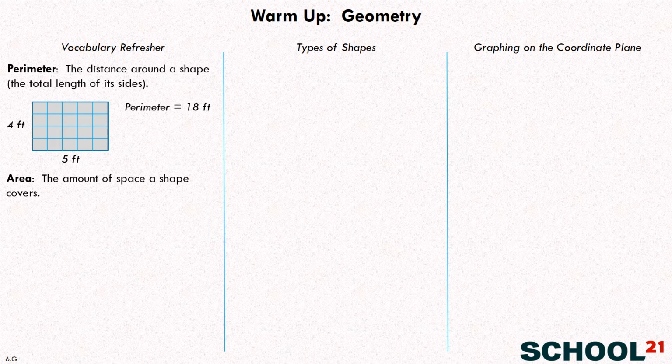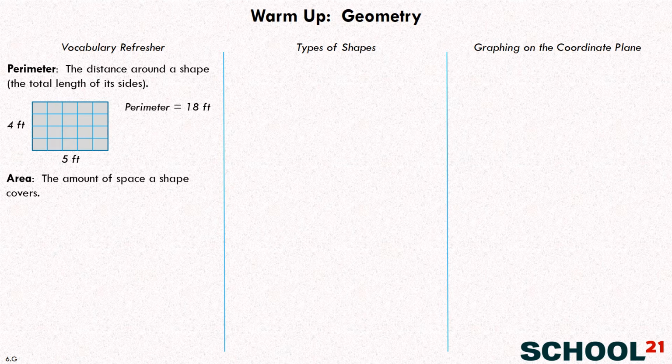Okay, so we could count up the number of squares that are in there, and that would tell us the total area. But do you know a quicker way? Yeah, 4 times 5, or the length times the width. Length times the width, right? So what would that be? 20.